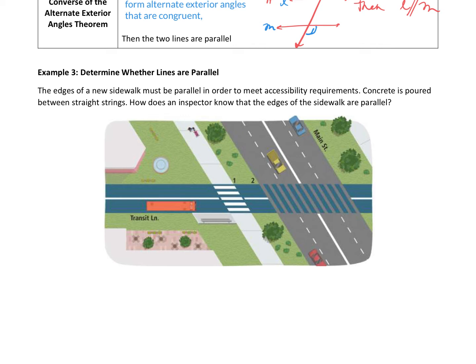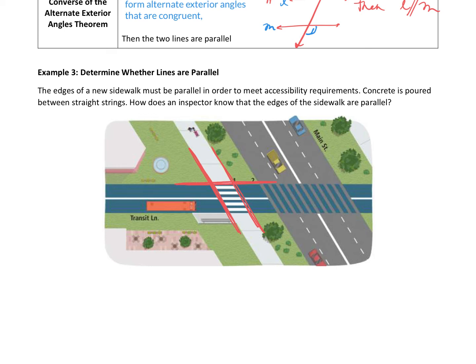So let me just outline a few things in this picture for you. Here's our sidewalk. I'm just going to say here's one side of our sidewalk. Here's the other side of our sidewalk. How do we know that those two sides are parallel? Well, what we can do is we can cut those lines with a transversal. So I'm going to go ahead and draw in a transversal right here.